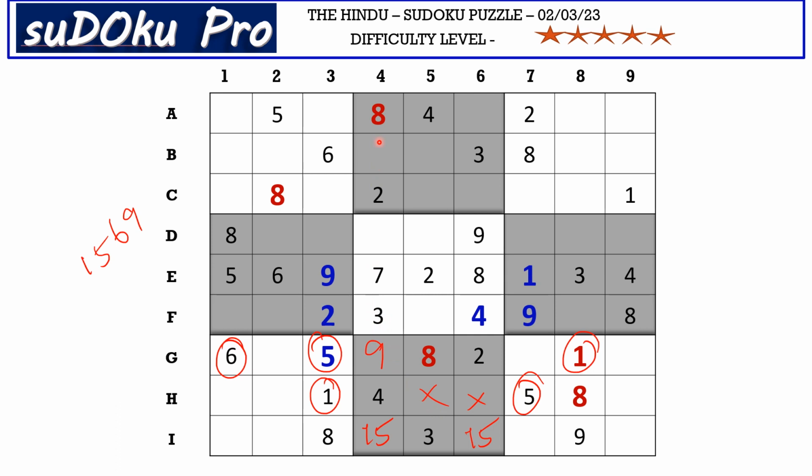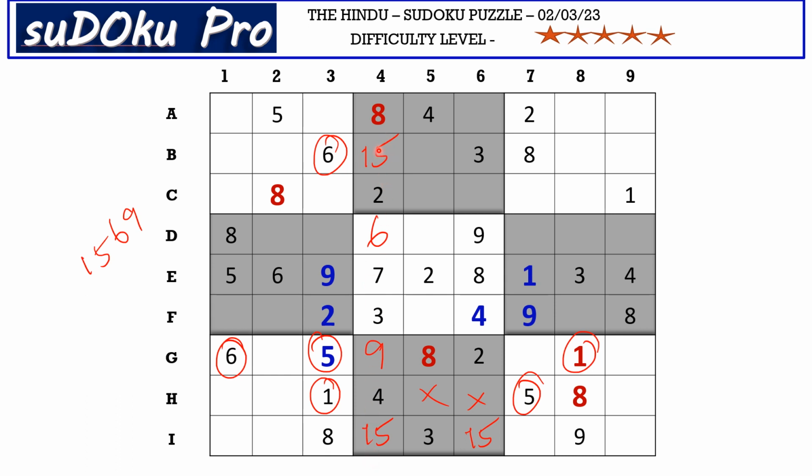Now in column 4 we have only 3 missing numbers. The missing numbers are 1, 5 and 6. This 6 blocks this cell. That means 6 goes here in D4. That means here this B4 takes the 1, 5 matching pair. Right, in column 4 we have the 1, 5 matching pair.